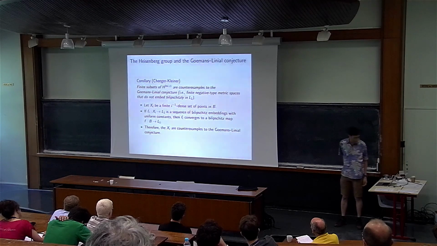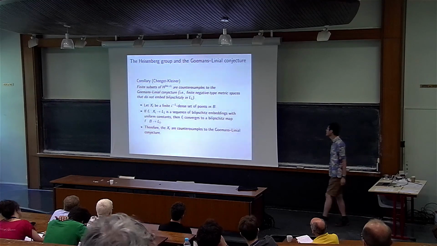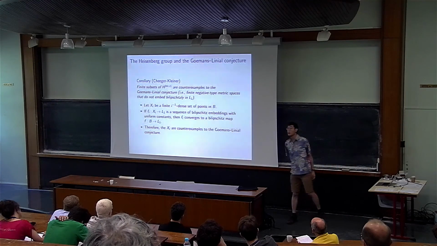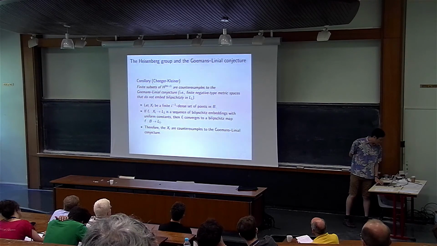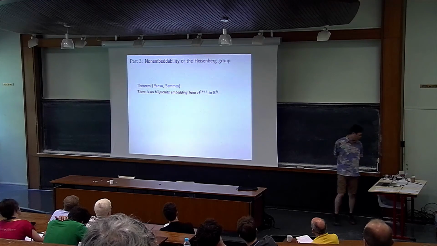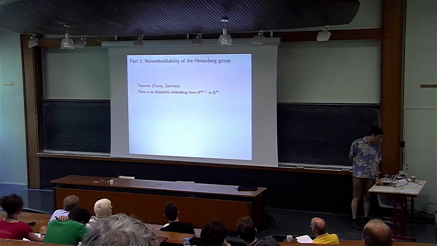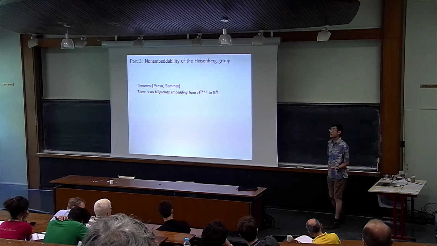to prove this. Now let's try to prove that the Heisenberg group does not embed bi-Lipschitzly in L1. In general, like I said, the Heisenberg group turns out to be difficult to embed in a wide variety of spaces. So the first non-embeddability result for the Heisenberg group is a result of Pansu and Semmes, who proved that there's no bi-Lipschitz embedding from H^(2k+1) to R^n. And this result is based on differentiability.